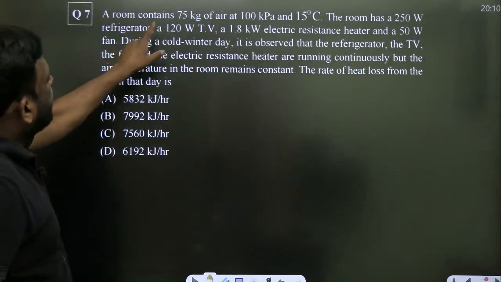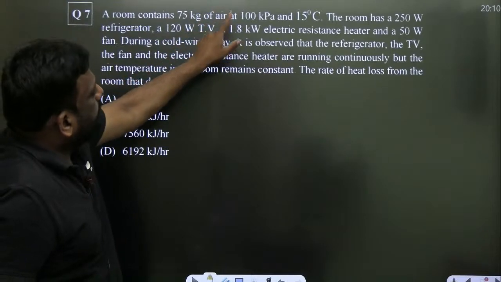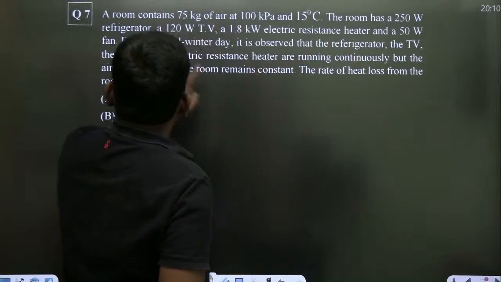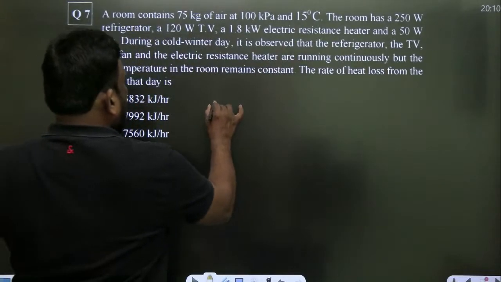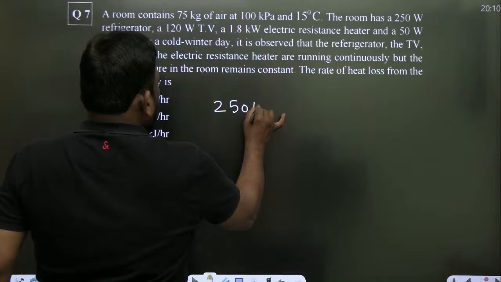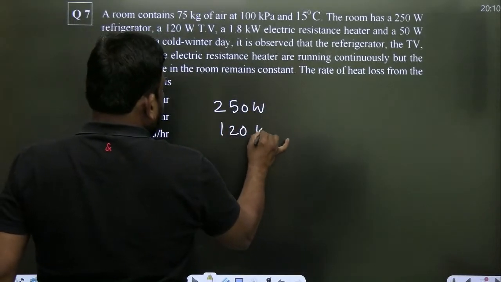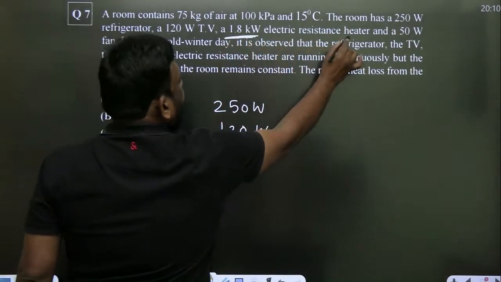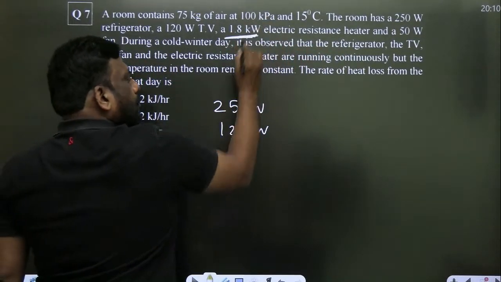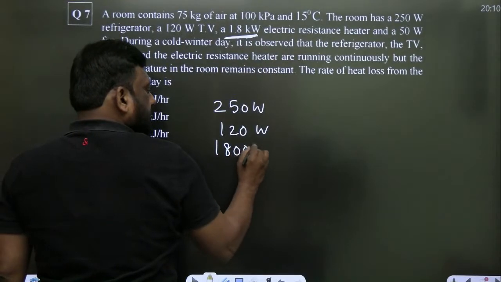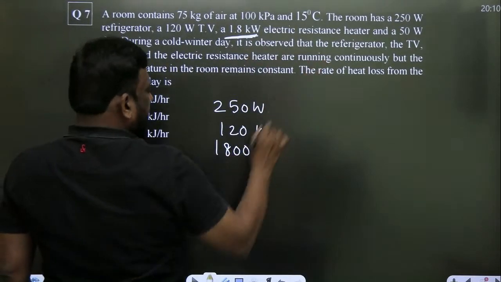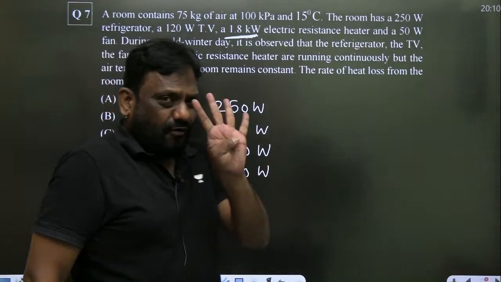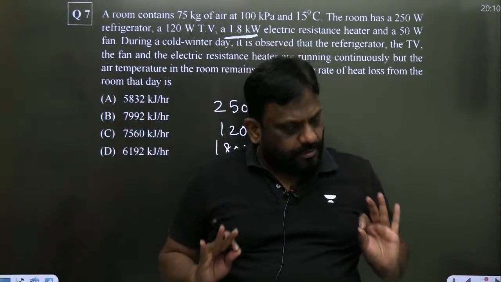A room contains 75 kg of air at 100 kilopascal, 15 degrees centigrade. The room has a 250 watt refrigerator. Then a 120 watt TV. 1.8 kilowatt electrical heater. Can I write this 1.8 kilowatt as 1800 watt? Absolutely sir. I have converted all into the same unit. And a 50 watt fan. There are 4 devices in a closed room.